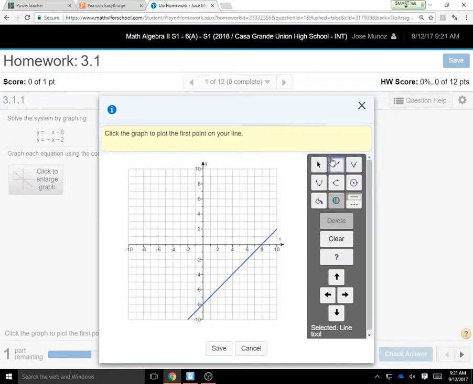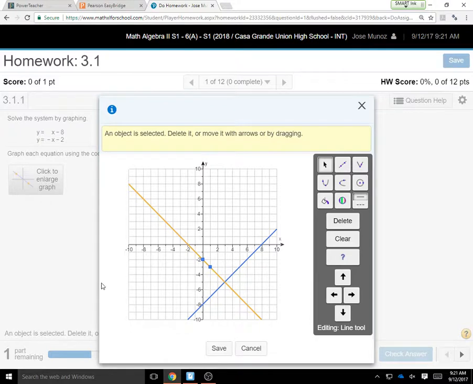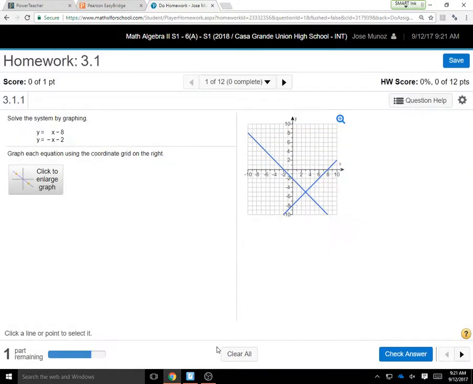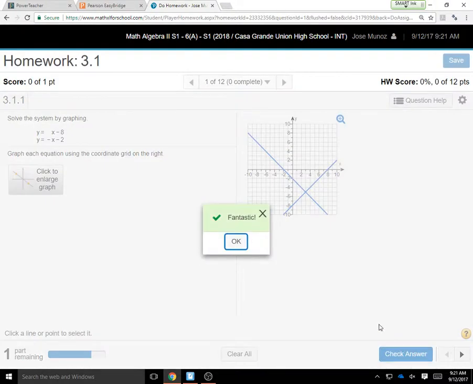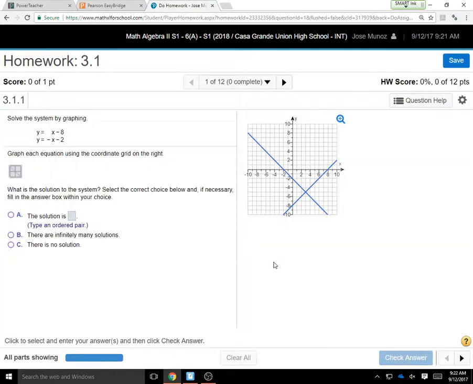Second line starts at -2. So there's my point. And then it has a slope of -1. So down 1 to the right 1. I graph that. So there's my line. Hit save. It's going to check it. Boom. Okay. Now the next question says, what's the solution?